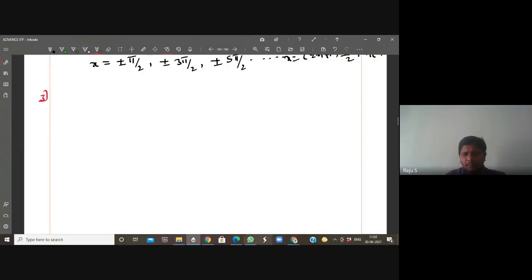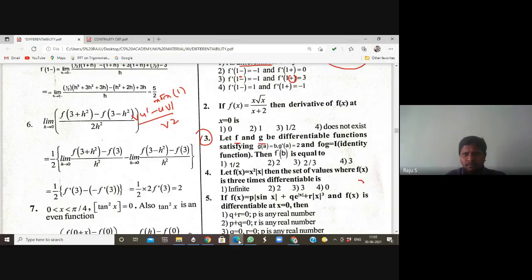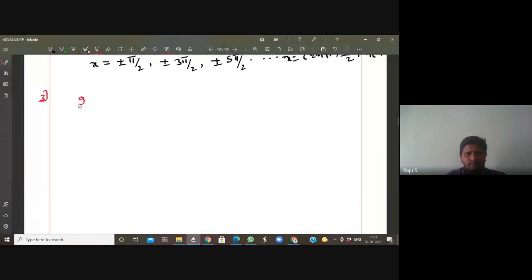So what are the given points here? g of a is equal to b. g dash of a is equal to 2. And clearly they given one condition, f circle g is equal to I. Then we require to find f dash of b. This is the question. First, f circle g is given.